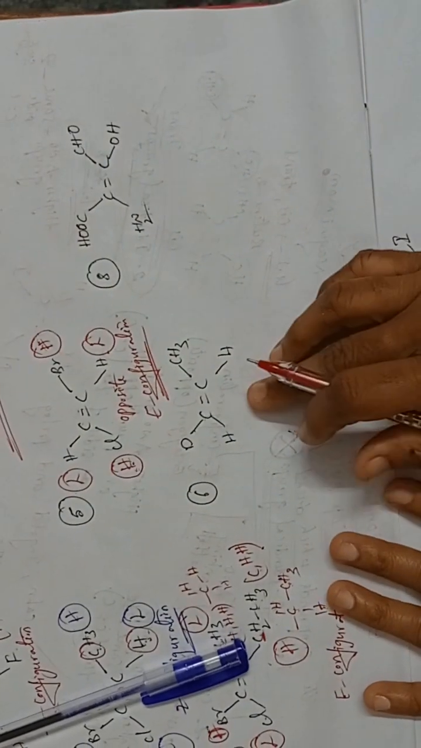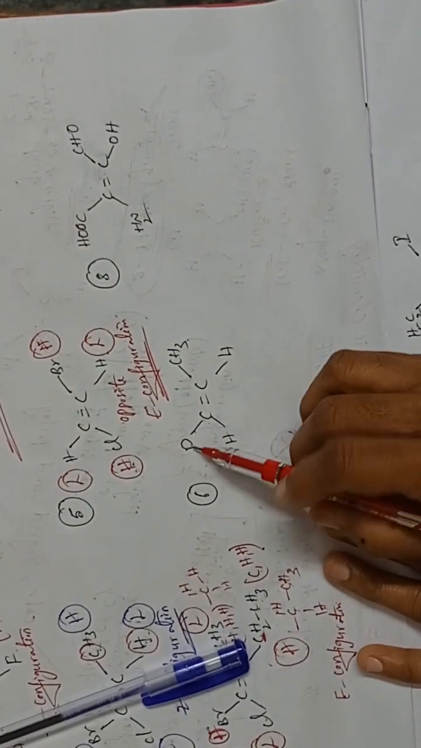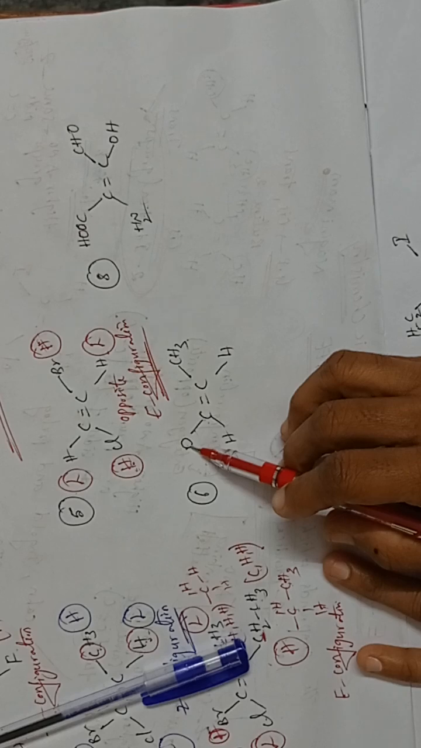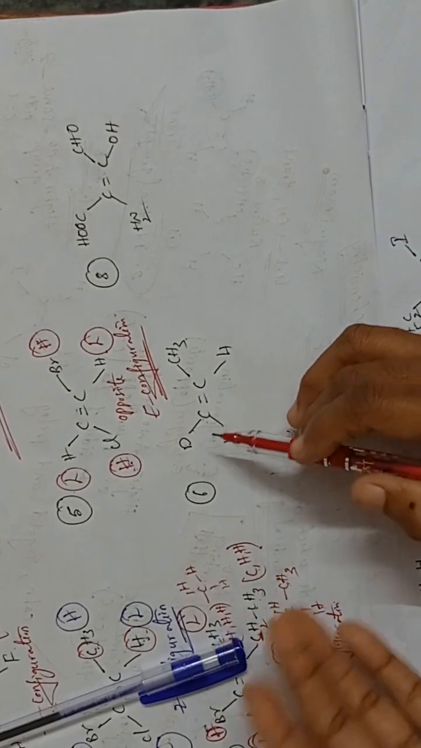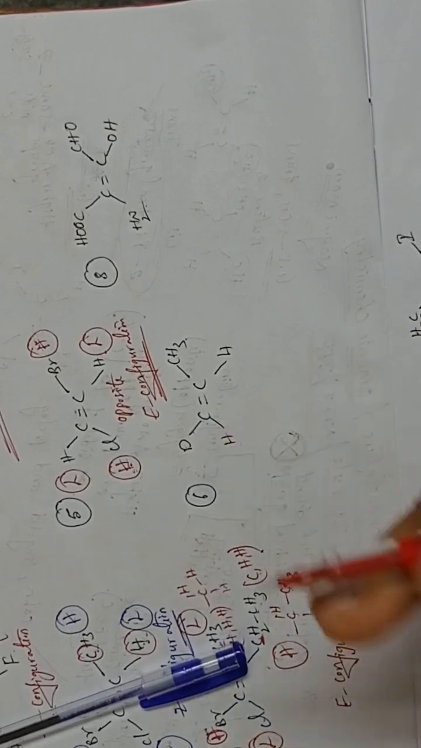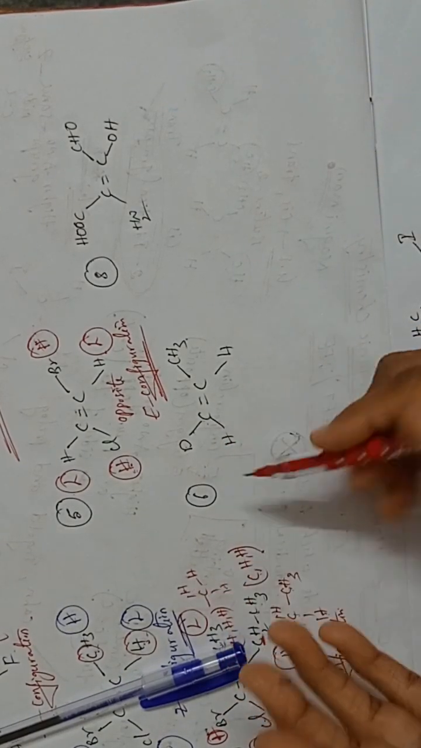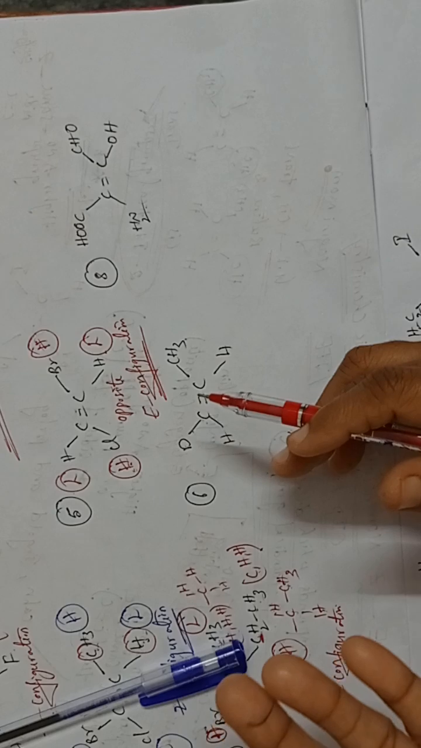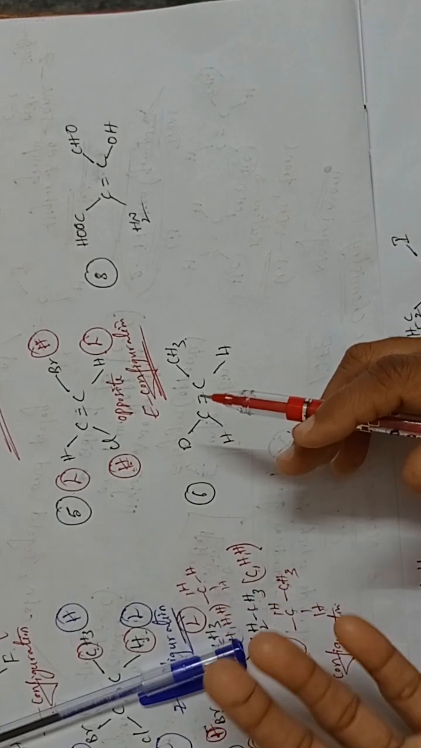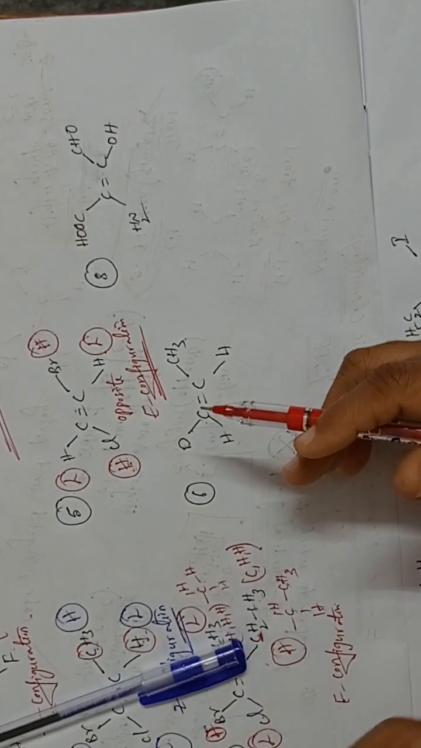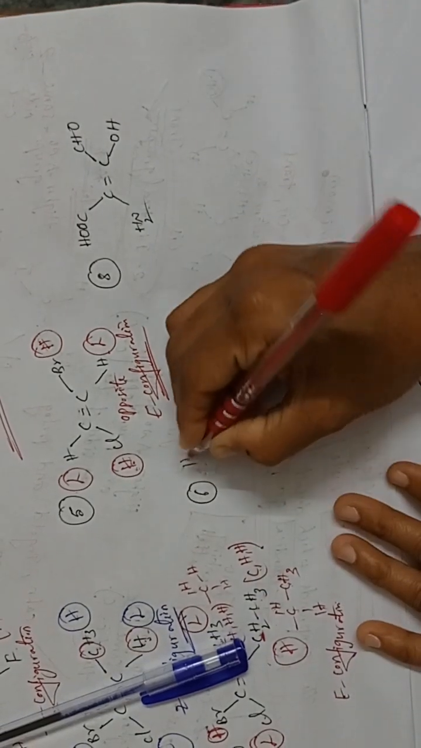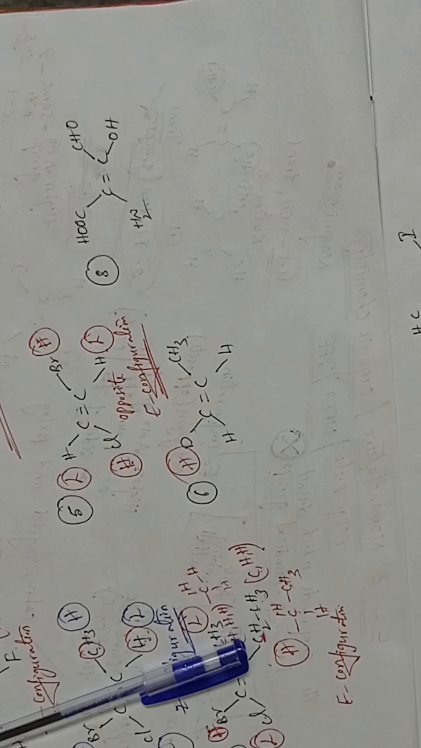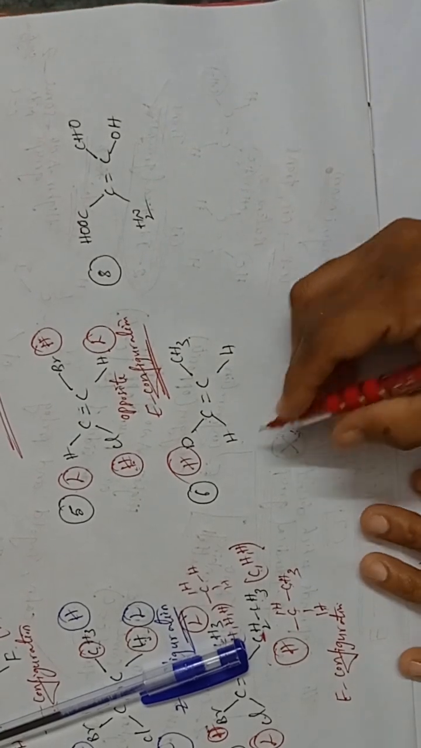Next example: C double bond C. Here D means deuterium, and hydrogen. Which has the higher atomic number? Here you have to consider the isotopes of hydrogen: protium, deuterium, tritium. The first priority goes to tritium, next deuterium, next hydrogen. So we consider deuterium as the higher priority group here, and this is the lower. This side is completed.